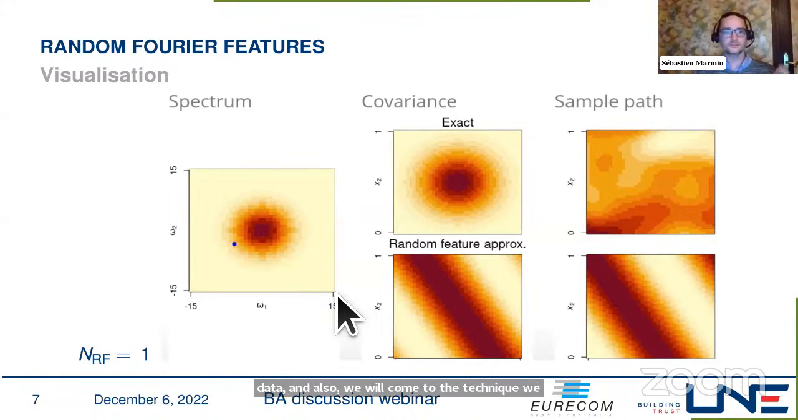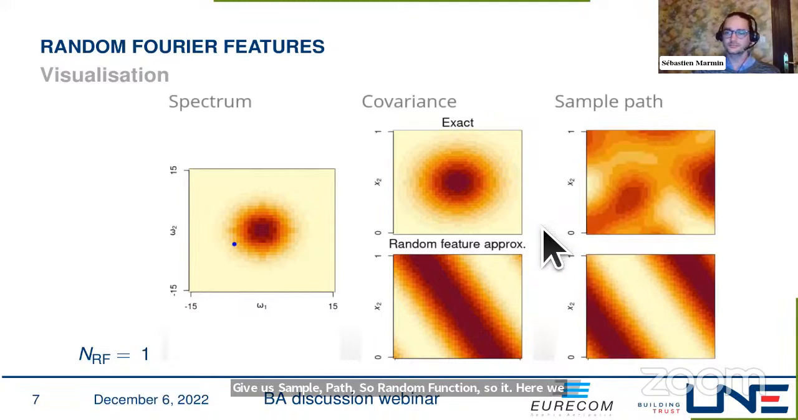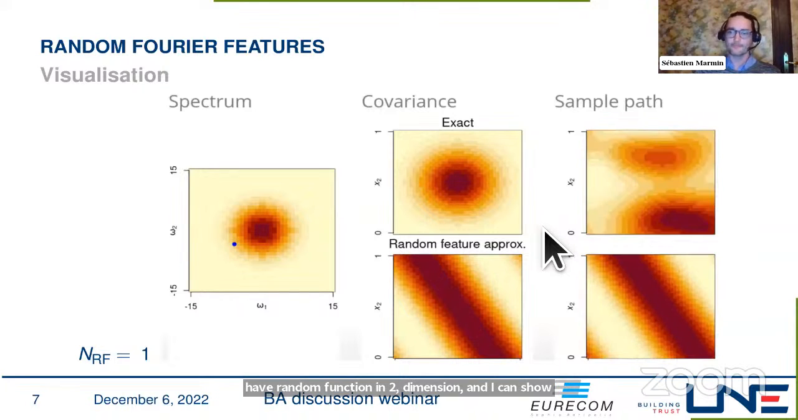An important aspect of our paper is random Fourier features. It's not something new, but I will spend some time explaining what random Fourier features are. So we have a covariance function, and the covariance function gives us sample paths, so random functions. So here we have a random function in 2 dimensions, and I can show you different sample paths. So here on the top is the exact covariance and the exact sample path we target.